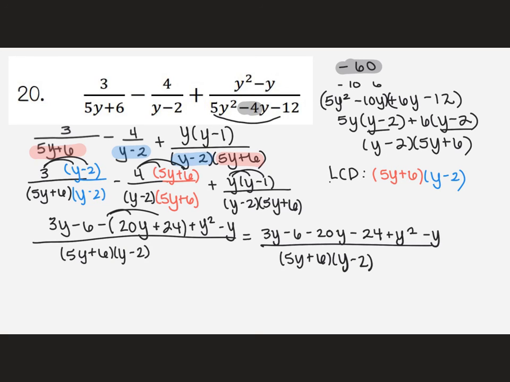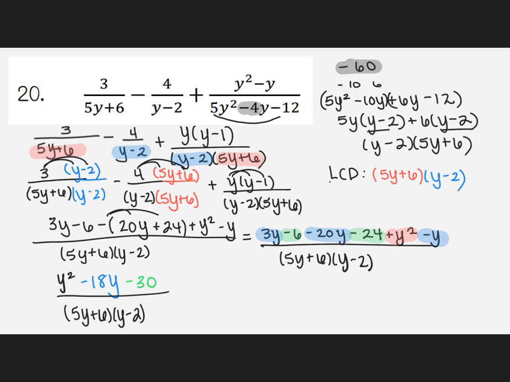If I combine like terms and rewrite in standard form, first I have y squared, then 3y minus 20y minus y is negative 18y, and then negative 6 minus 24 is negative 30, all over 5y plus 6, y minus 2.